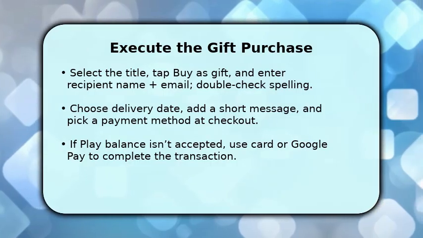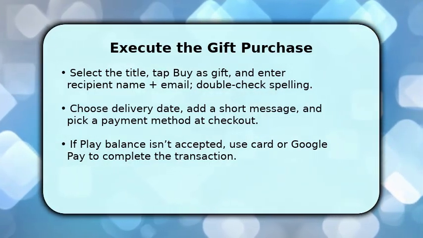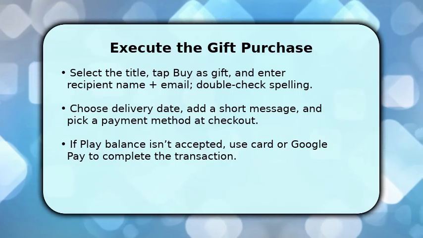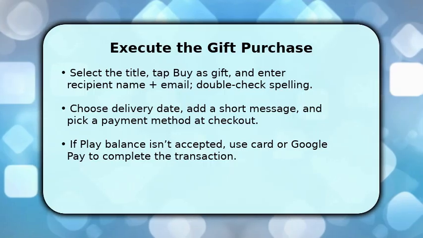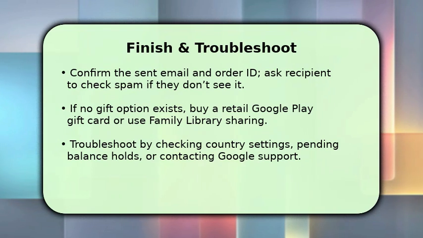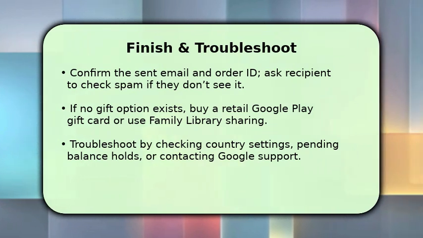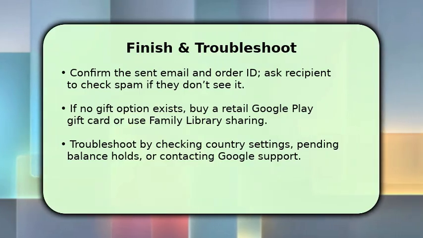At checkout, pick a payment method. Sometimes Play Balance is usable, sometimes it isn't. So if the balance is rejected, switch to a linked card or Google Pay. Confirm the purchase and note the order ID for reference. Finish by verifying the confirmation email and the order ID. Ask the recipient to check spam and promotions folders if they don't receive it.